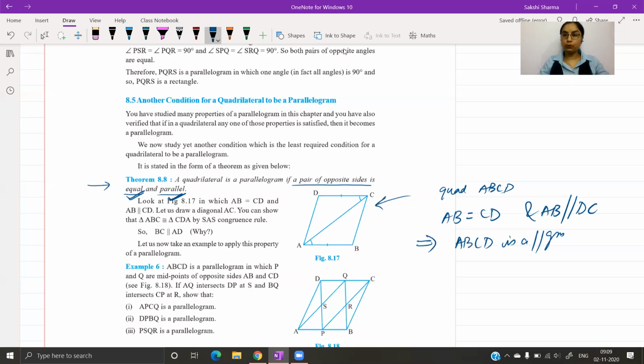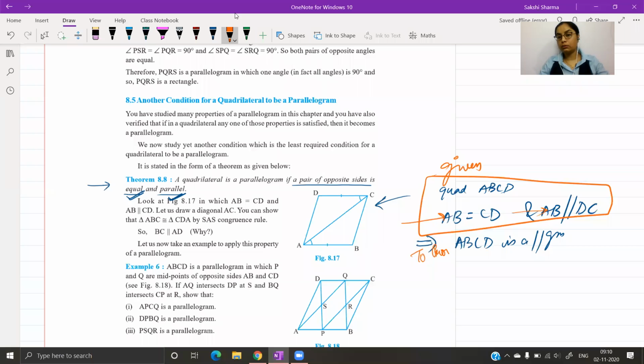Prove the same pair equal, and prove that same pair parallel, the pair of opposite sides. You don't have to do it for the other pair, just for one pair, and then you can say that your quadrilateral is a parallelogram. This would mean that if a quadrilateral is given with one pair of opposite sides both equal and parallel, and nothing is said about the other pair, you can prove that the quadrilateral mentioned is a parallelogram.